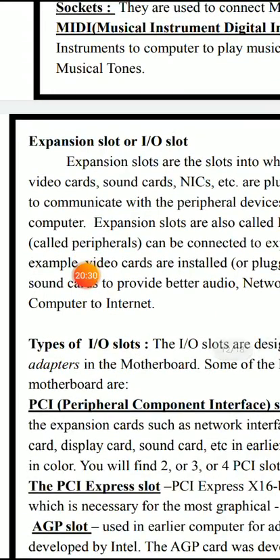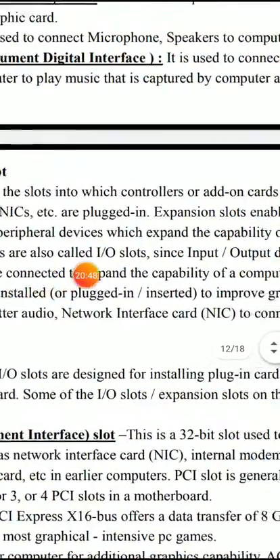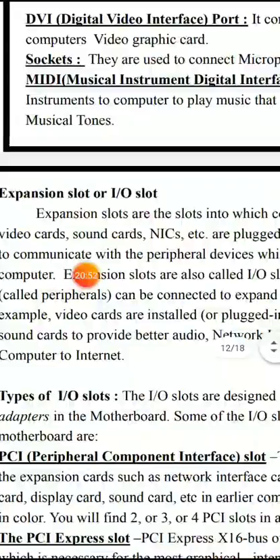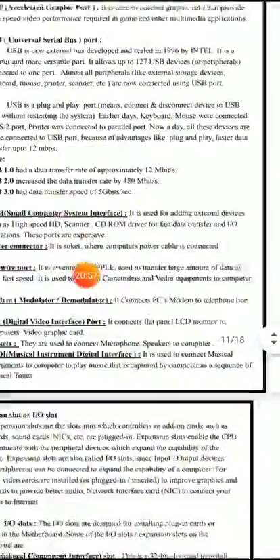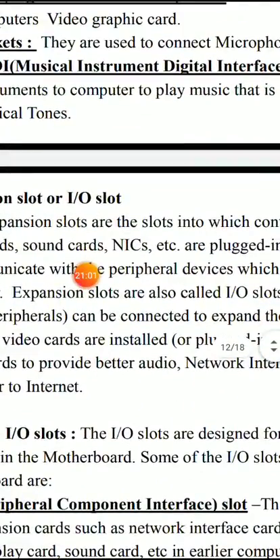Next one is called expansion slot or IO slots. Expansion slots are nothing but provisions provided on the motherboard of a computer system, where we can connect or interface different cards with the computer system. Expansion slots are slots into which controllers or add-on cards such as video card, sound card, NIC can be connected. NIC stands for network interfacing card.